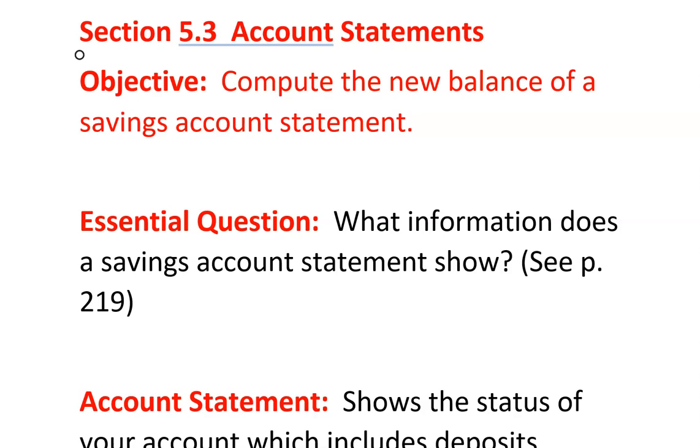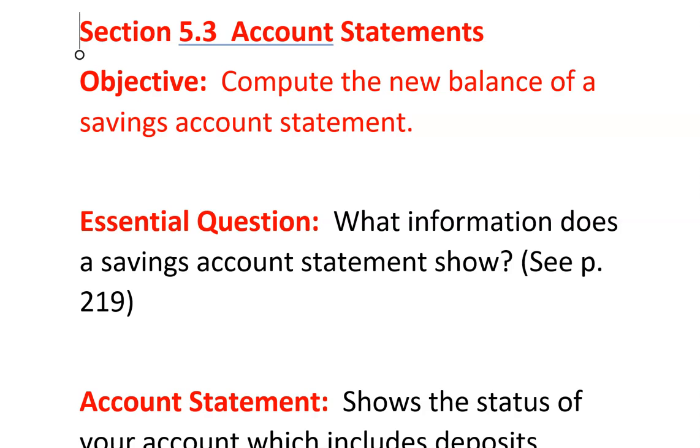So it has your information at the top, what dates it goes through. Notice the beginning date is April 1st. The ending date is July 1st, which is a 3-month period of time. It tells you the amount of interest earned during the period as well as your account number. At the bottom, you'll see a running total balance on the right.